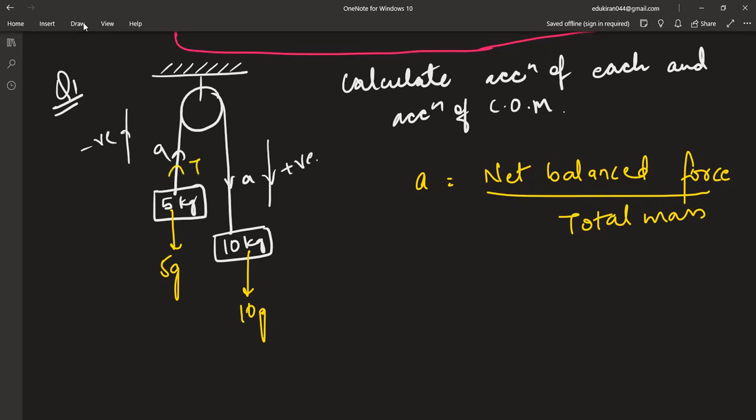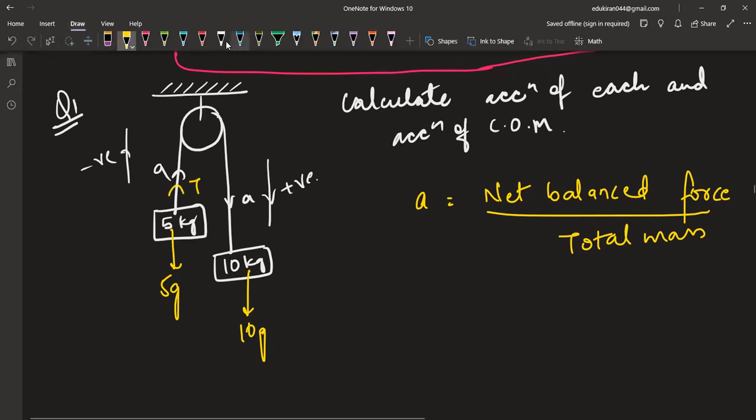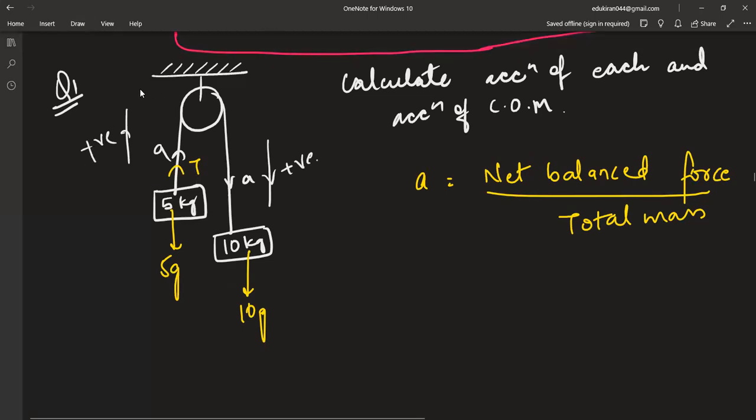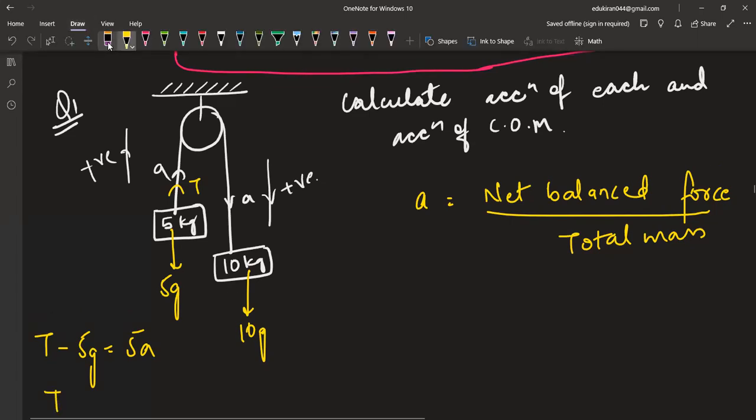This is tension. See, this would also be positive, not negative. Acceleration is upwards. So this becomes T minus Fg is equal to 5g is equal to 5a. So 5 into this becomes T. Oh, no, for the second equation also let us write. If we have both the equations, then we'll be able to solve it.